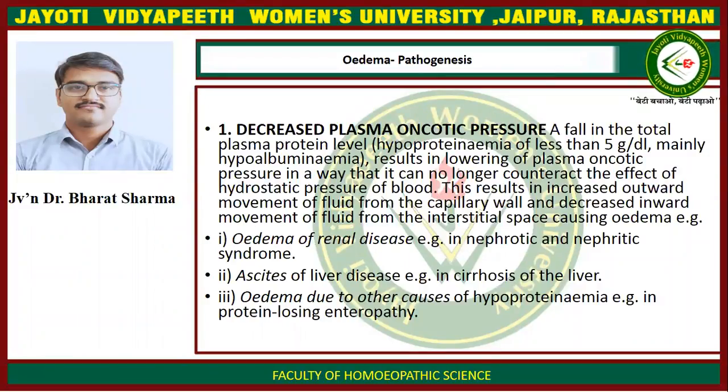First is decreased plasma oncotic pressure. A fall in the total plasma protein level, hypoproteinemia of less than 5 gram per deciliter, mainly hypoalbuminemia, results in lowering of plasma oncotic pressure in a way that it can no longer counteract the effect of hydrostatic pressure of blood. This results in increased outward movement of fluid from the capillary wall and decreased inward movement of fluid from the interstitial space, causing edema.